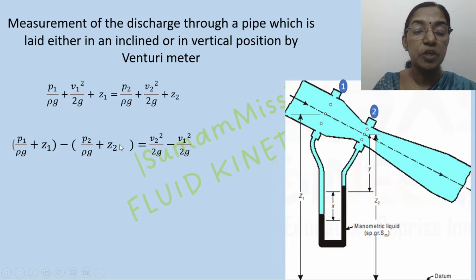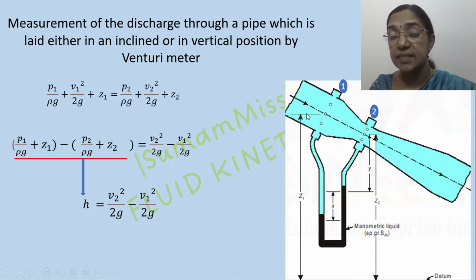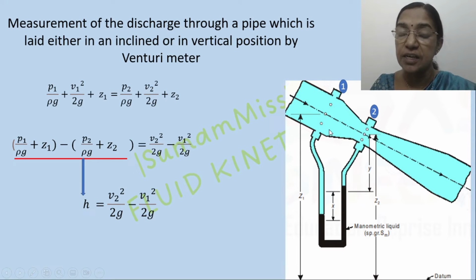So the difference of piezometric head between the two sections is the pressure head, that is H equal to V2 square by 2g minus V1 square by 2g. From this we can develop our earlier equation. In the piping system, even if the Venturimeter is erected in an inclined manner or in the vertical position, there is no change in the discharge equation.